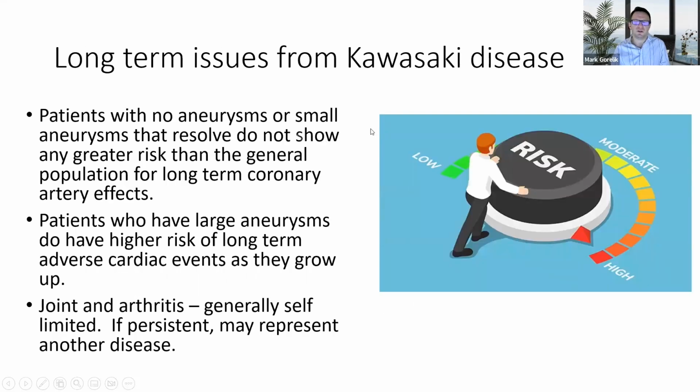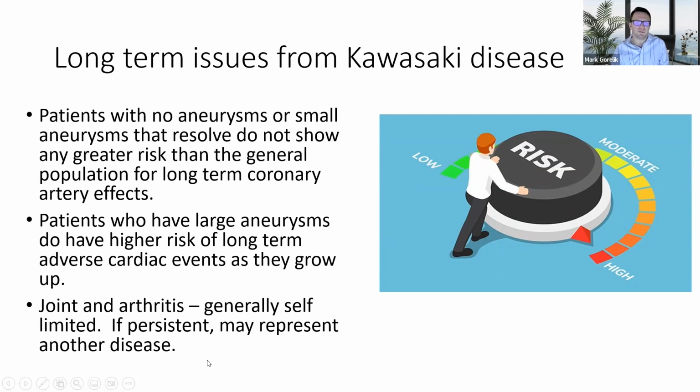In terms of long-term issues, which is really the big question that parents have, what are the long-term issues after Kawasaki disease? Patients who have had Kawasaki disease and have had no aneurysms or even small aneurysms that have resolved generally don't show any greater risk than the general population for long-term bad outcomes later in life. But patients who do have large aneurysms do have a higher risk of long-term adverse cardiac events as they grow up, because those changes in the blood vessels can cause clotting, and that can lead to problems, and that's why those patients need to be followed closely and be on anticoagulation therapy.